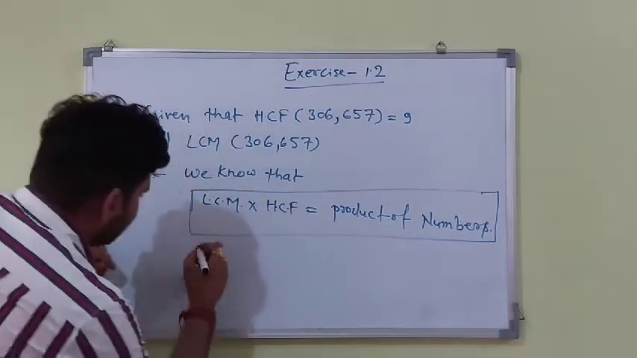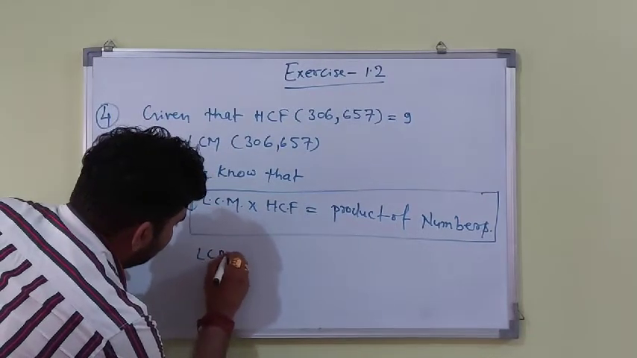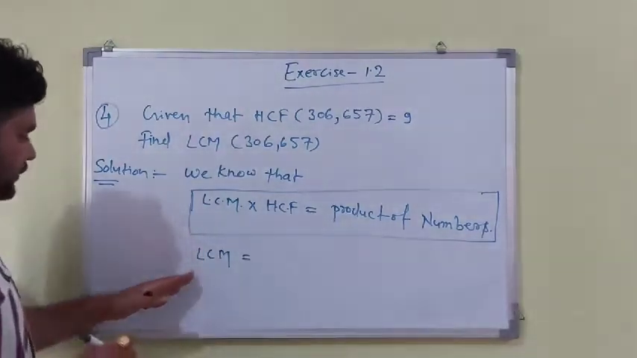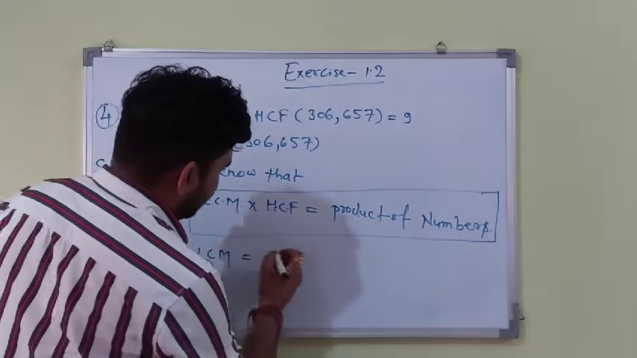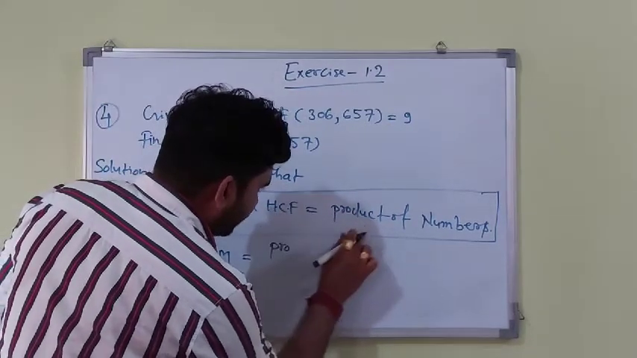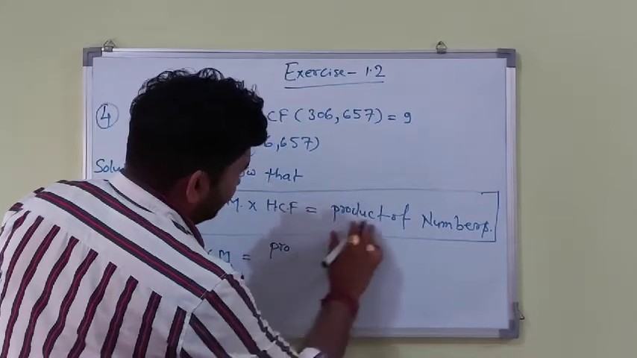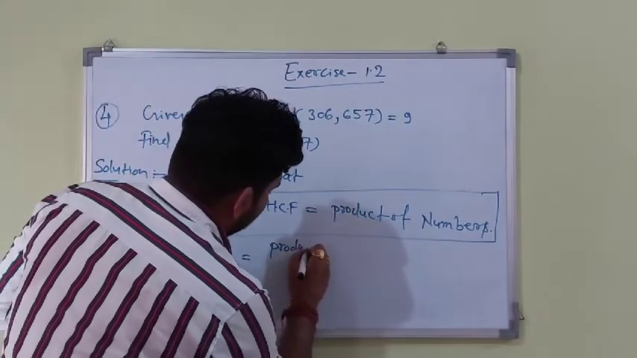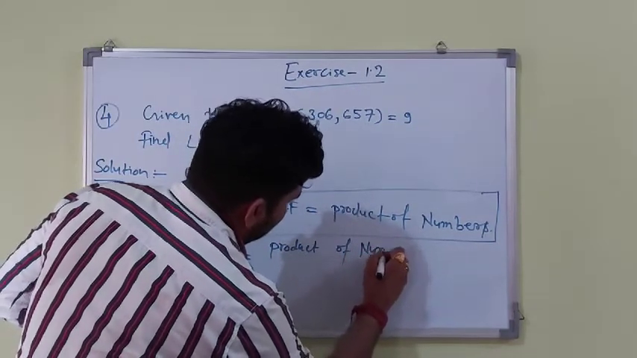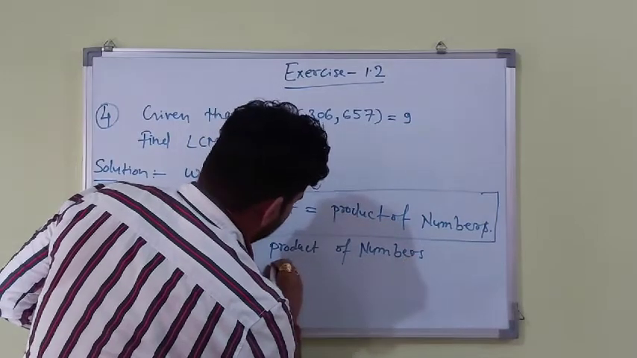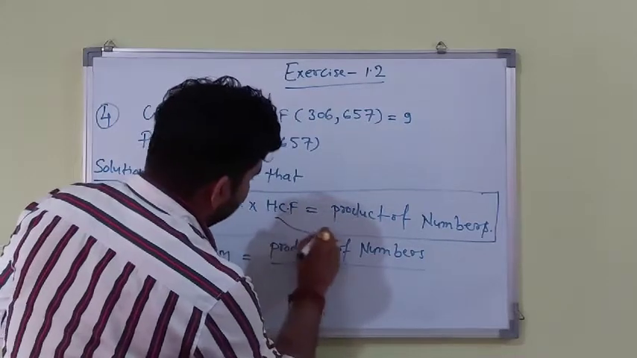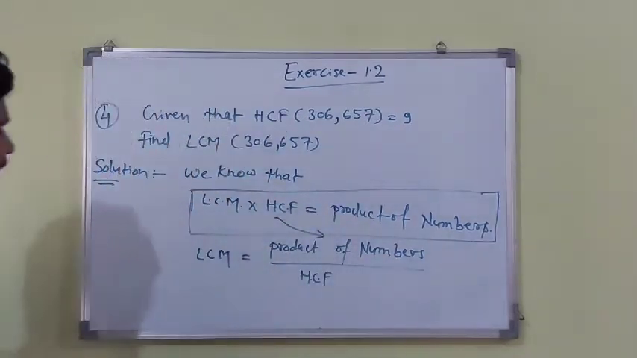Okay, so let's take LCM. Don't change the place of LCM, change the place of HCF. When HCF is going to this side, it becomes divide: product of numbers divided by HCF. When this one goes this side, it becomes divide of product of numbers.